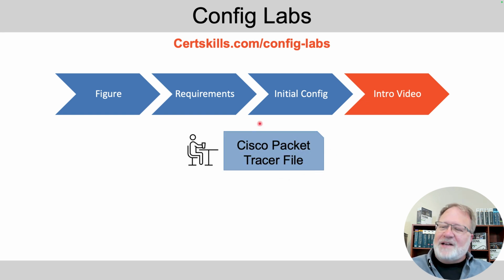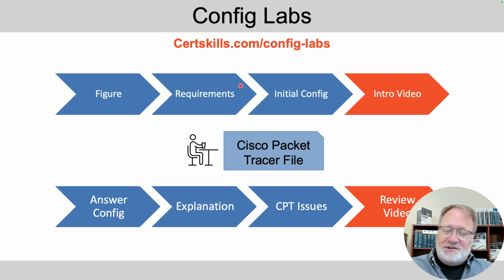Download the Cisco Packet Tracer file from the lab's blog page. Open it up. That's your starting point to do the lab. Implement the steps that you think are necessary to meet these requirements. Then go back to the blog page and you can see the sample answer, an explanation as to why, a list of Cisco Packet Tracer issues that might impact how you answer. And then, in this case, I've also got a review video where I talk through what the answer looks like.